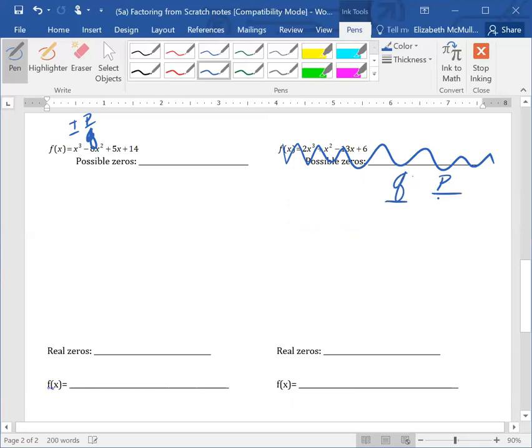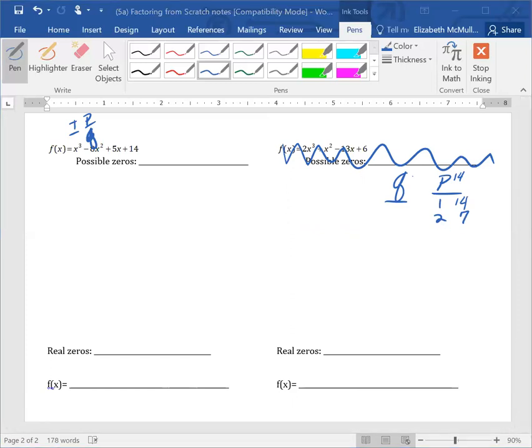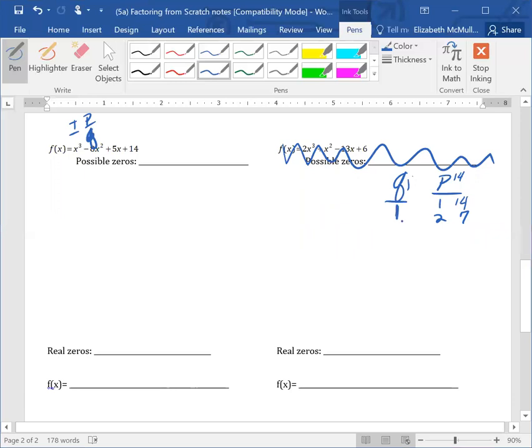All right. So all of our possible P's are all the factors of our constant, which is 14. So that would be 1 and 14 and 2 and 7. 3 doesn't go into it, 4 doesn't go in it, or 5 or 6. So that's it. Our Q here is our leading coefficient, which is 1. And the only factor of 1 is 1.